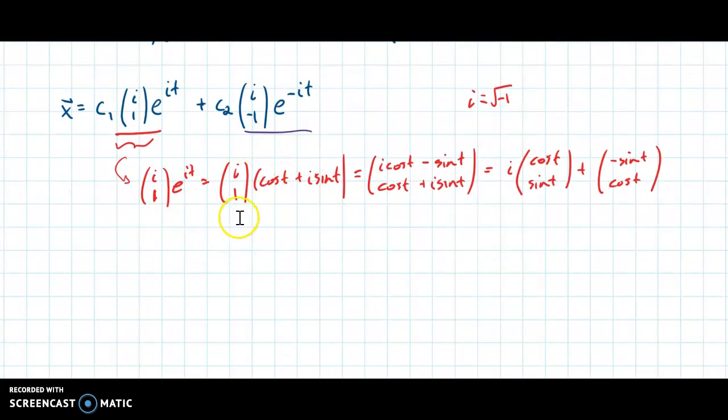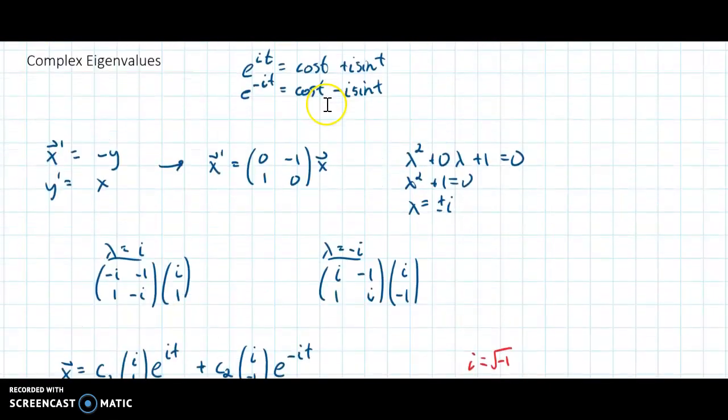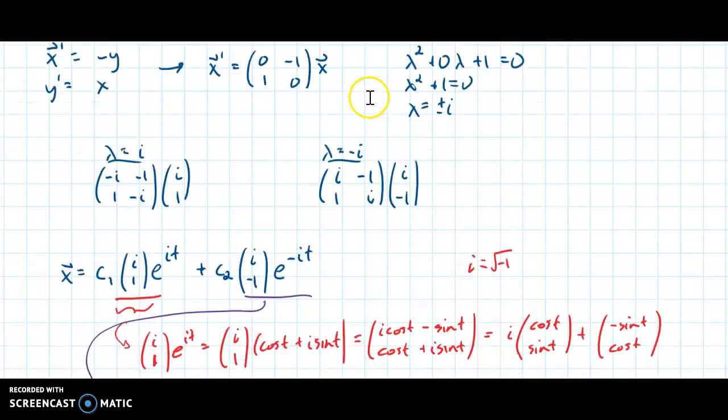So let's keep rocking here. All right, let's do some purple. I'm going to expand this one out in the same way. So that gives me (i, negative 1) times, and now I'm going to use Euler's formula and expand it out like that.